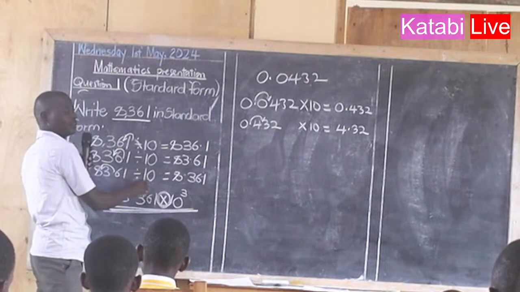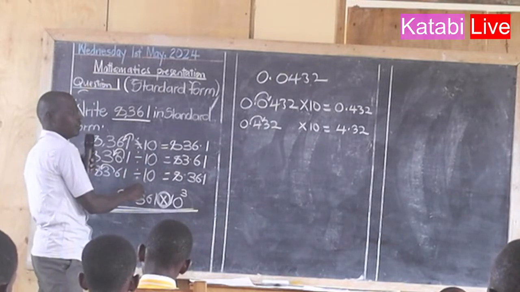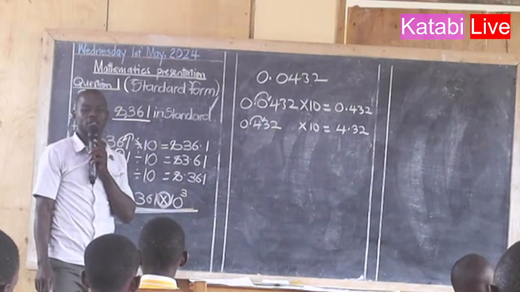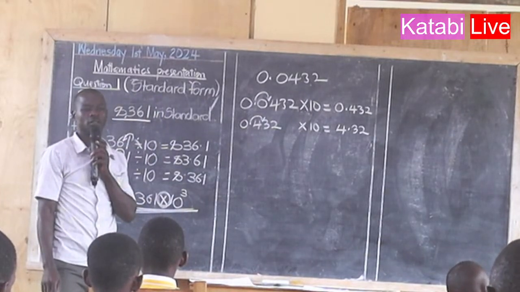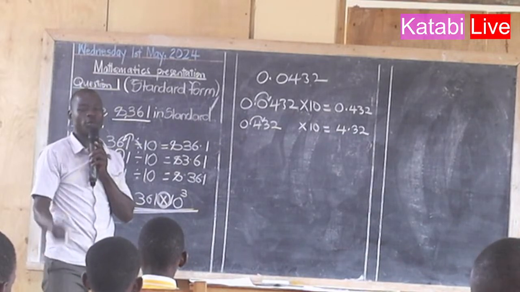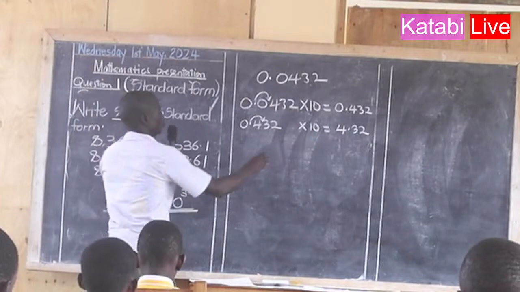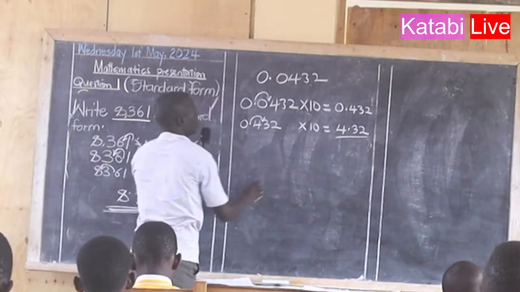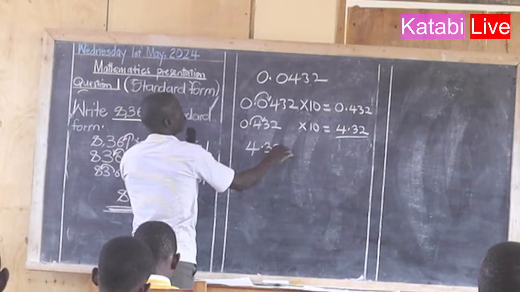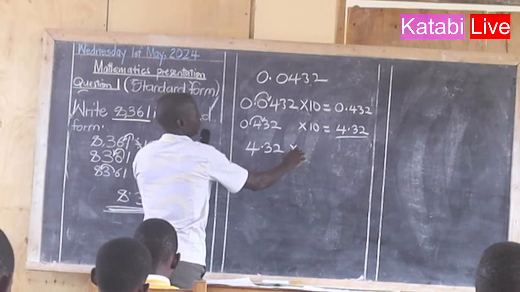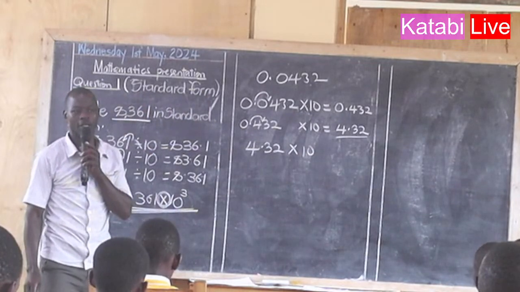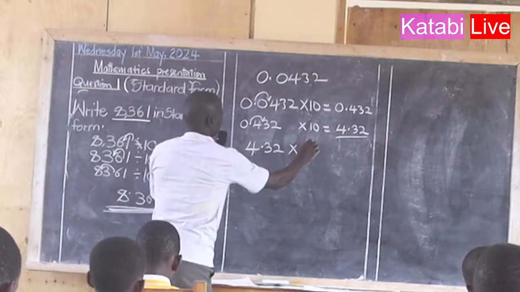Why was the power positive? Because she divided by 10. Now here I'm multiplying. Will the power be positive? No. The power will be negative what? Where do you get 2 from? How many 10s have we used? So our answer will be, copy down, 4.32 times 10. What is missing? Power what? Negative 2.